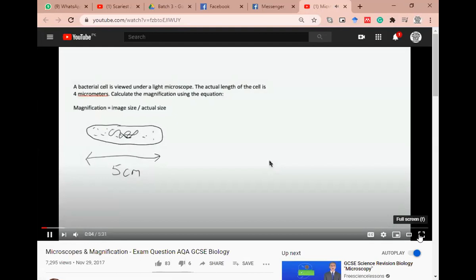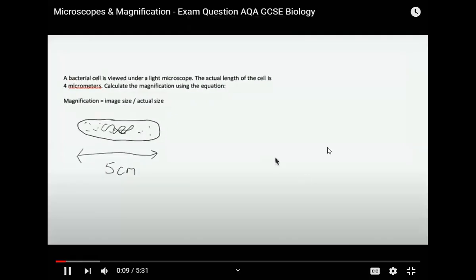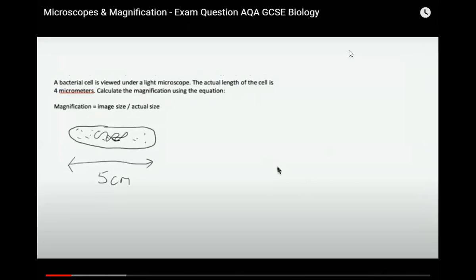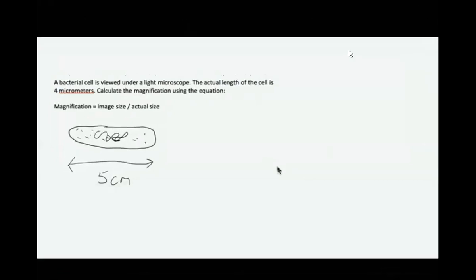Okay, hi, so welcome to this video where we're going to have a look at an exam style question on microscopes and specifically magnification. So let's dive straight in. It says a bacterial cell is viewed under a light microscope. Okay, the actual length of the cell is 4 micrometers. Calculate the magnification using the following equation, and that is magnification equals image size over actual size.